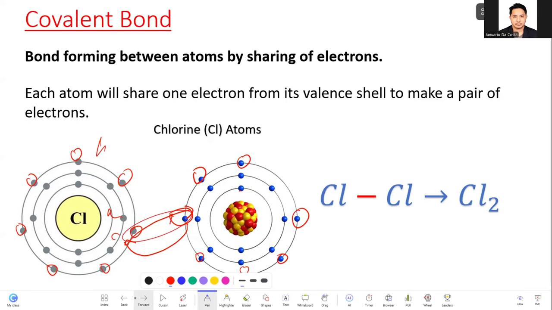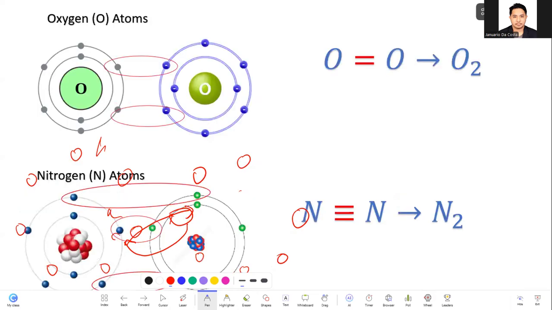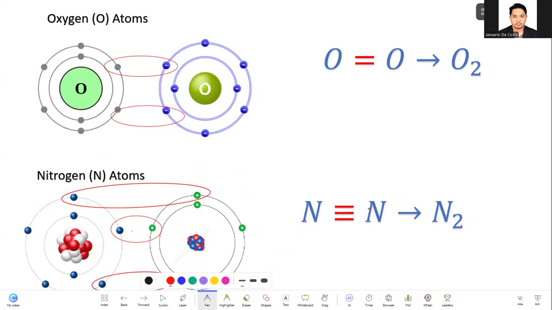Okay, what about the next one? What about between two oxygen atoms? So you have 1, 2, 3, 4, 5, and then 6, for example.